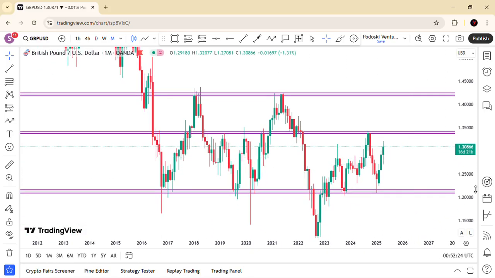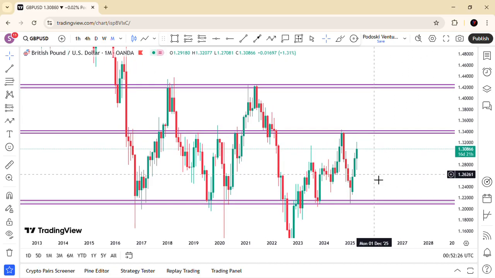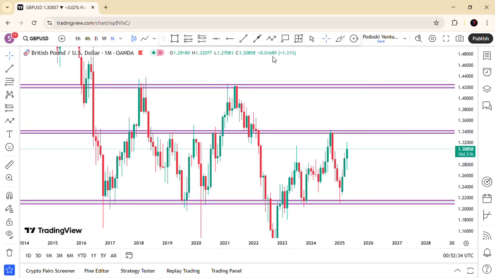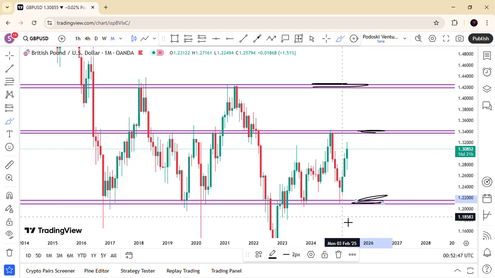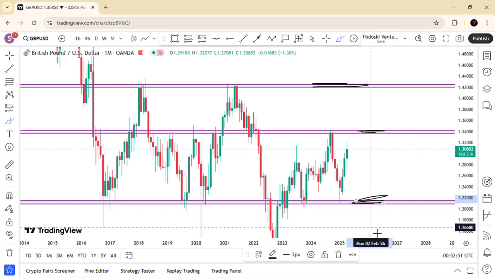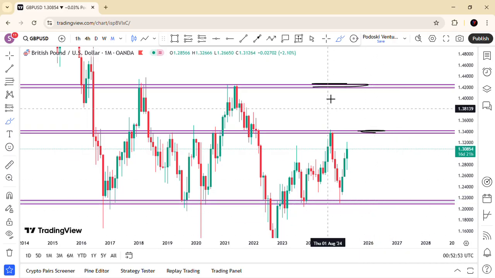On the monthly time frame on GBP USD, you are seeing a bullish market or an uptrend. So on GBP USD, I have my monthly upper zone, a monthly lower midway zone, and my monthly lower zone on GBP USD.